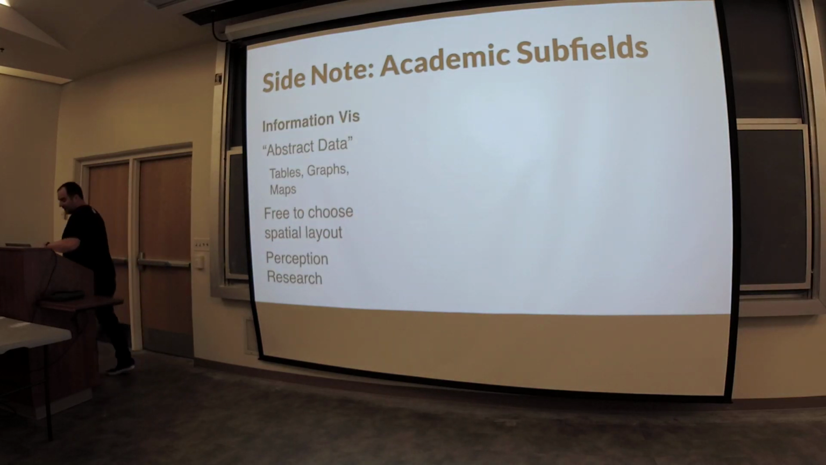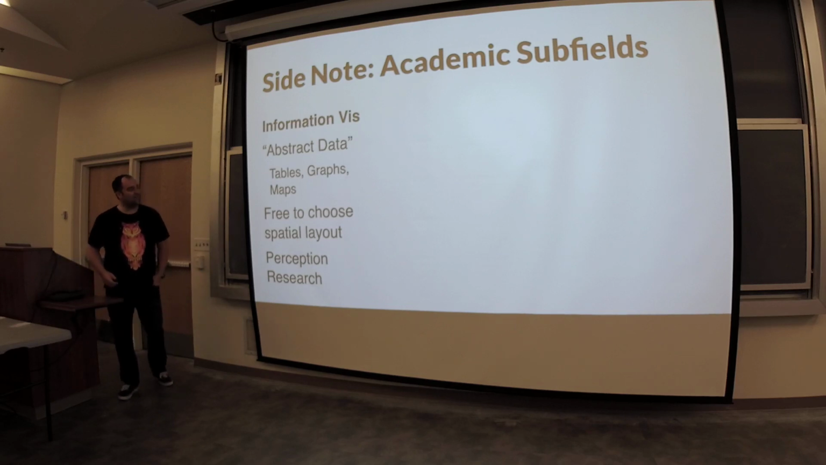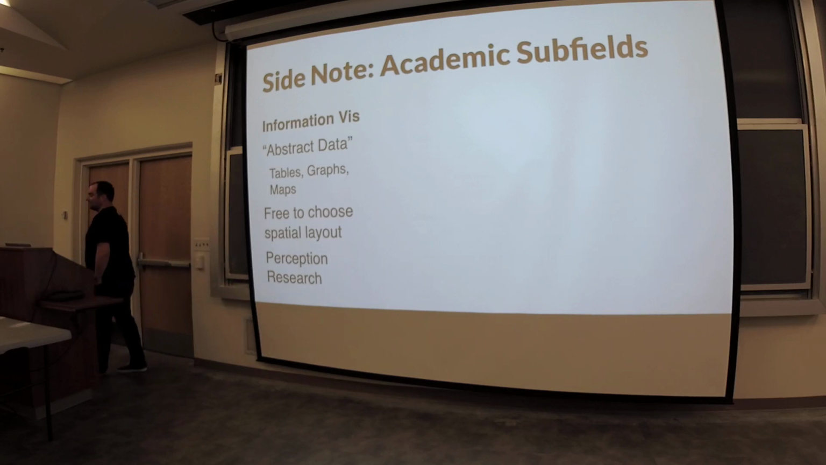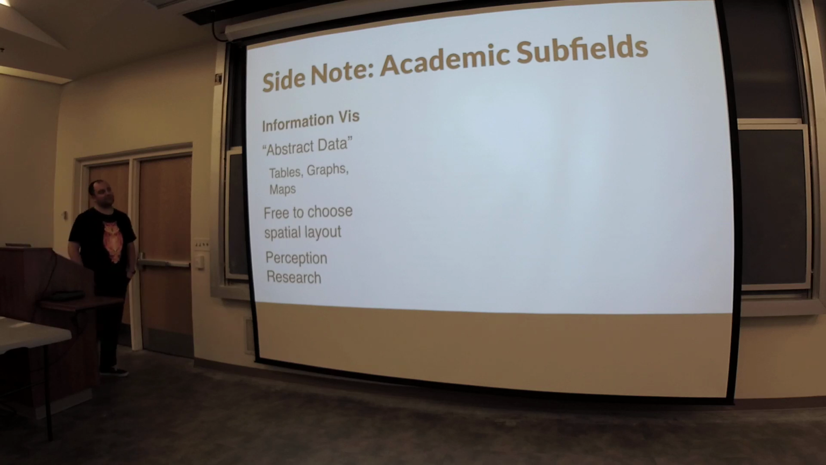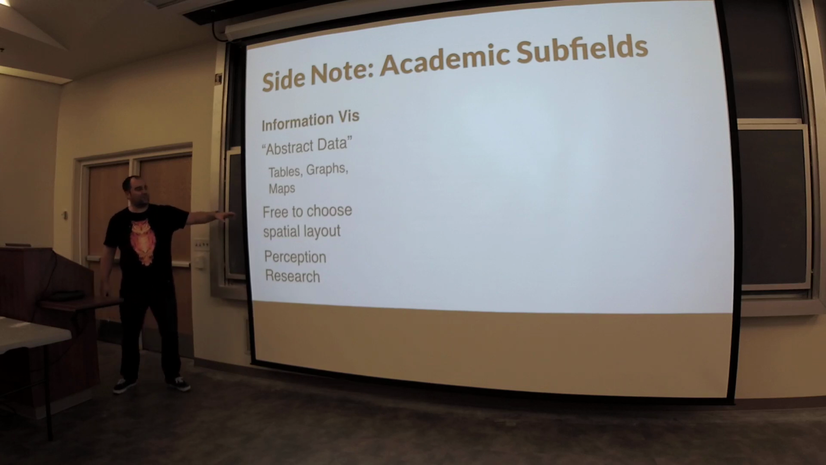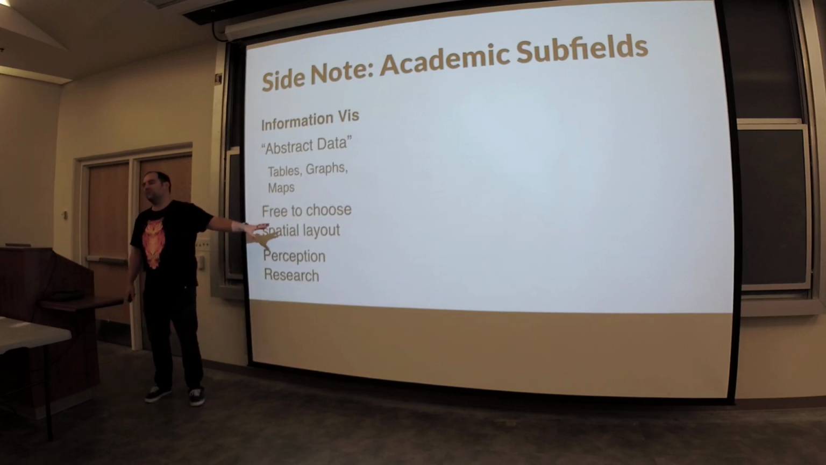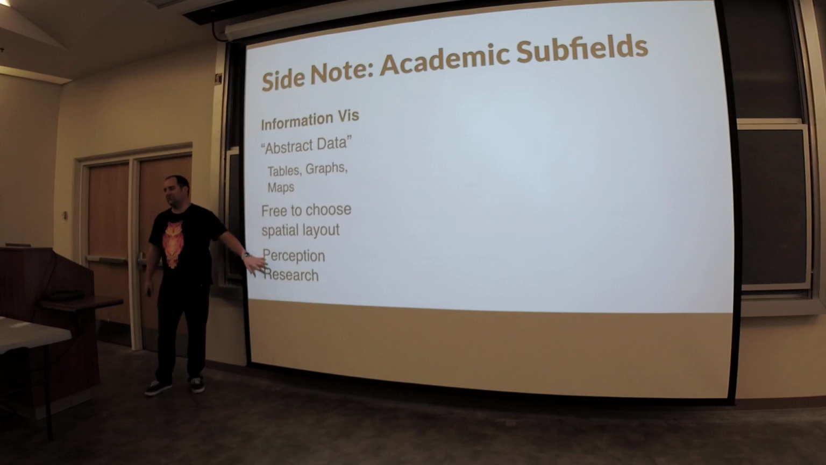I just wanted to add a side note, especially if you're considering visualization as a research area for yourself in the future. There are three different academic subfields of visualization. One is information visualization, which is about abstract data, things like tables, graphs, and maps. What's unique about them is, except for maps, you're really free to mostly choose a spatial layout. And this is what we cover in this lecture mostly. It also covers perception research.